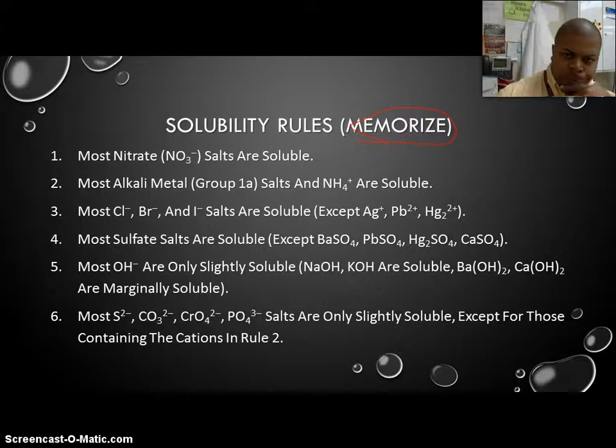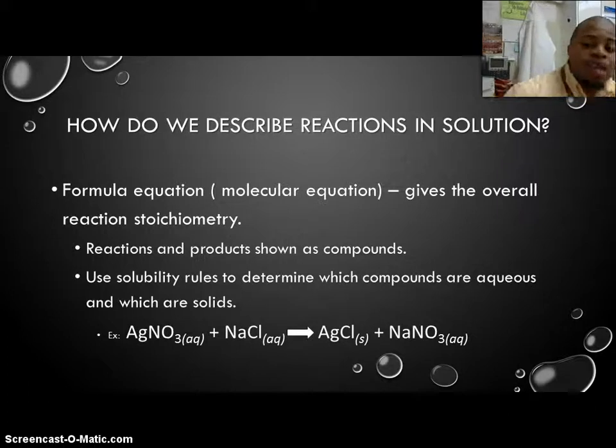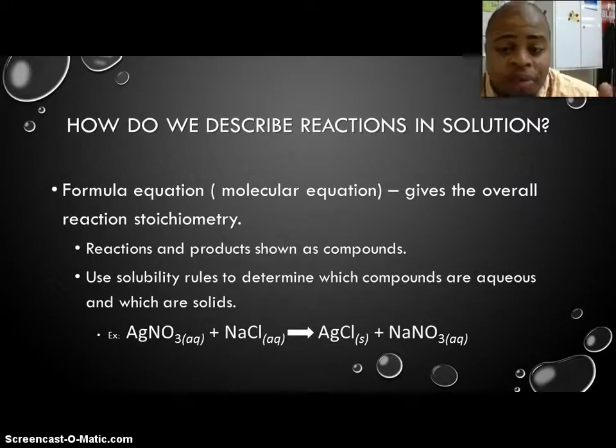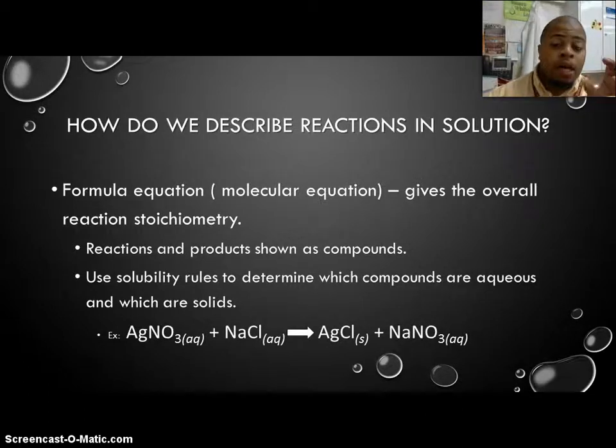soluble with these. Now, how do we describe reactions in solution? We have a couple of different ways that we're going to see this. The first is what we're normally used to. We have the formula equation, or the complete equation, the molecular equation. It gives the overall reaction stoichiometry. It gives you how many moles of each compound are present, and the states many times are also going to be there. Now, this is what we're going to use the solubility rules for, to determine whether we form a product or not as we mix these different things together.